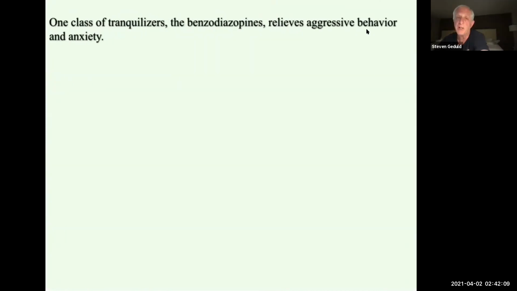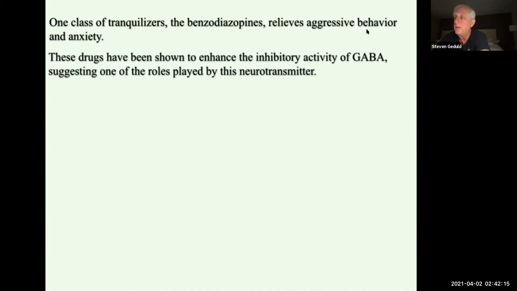One class of tranquilizers, benzodiazepines, relieves aggressive behavior and anxiety. Valium is a benzodiazepine. These drugs have been shown to enhance the inhibitory activity of GABA, suggesting one of the major roles played by this neurotransmitter.